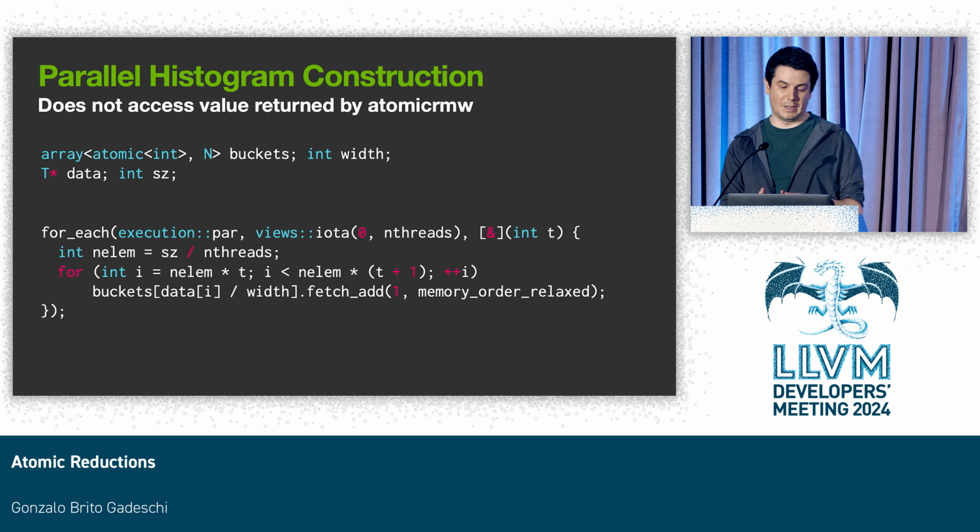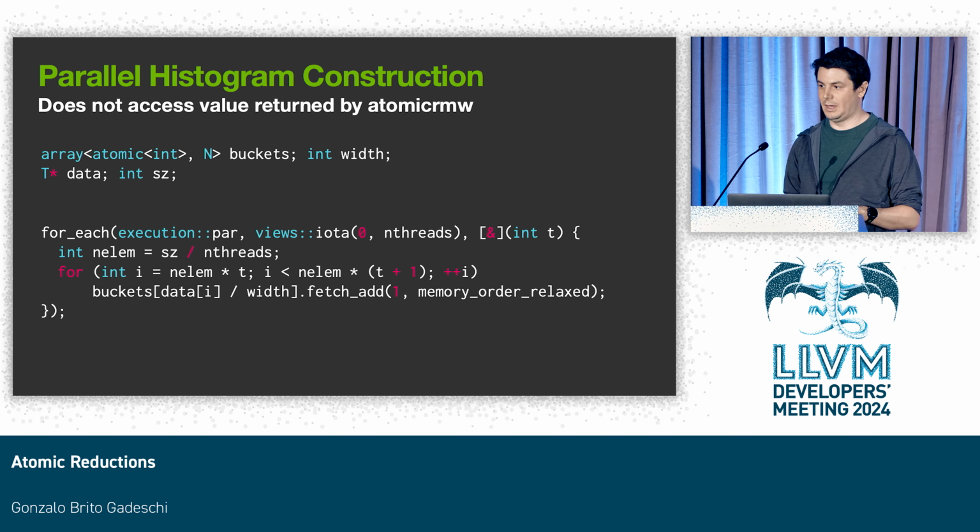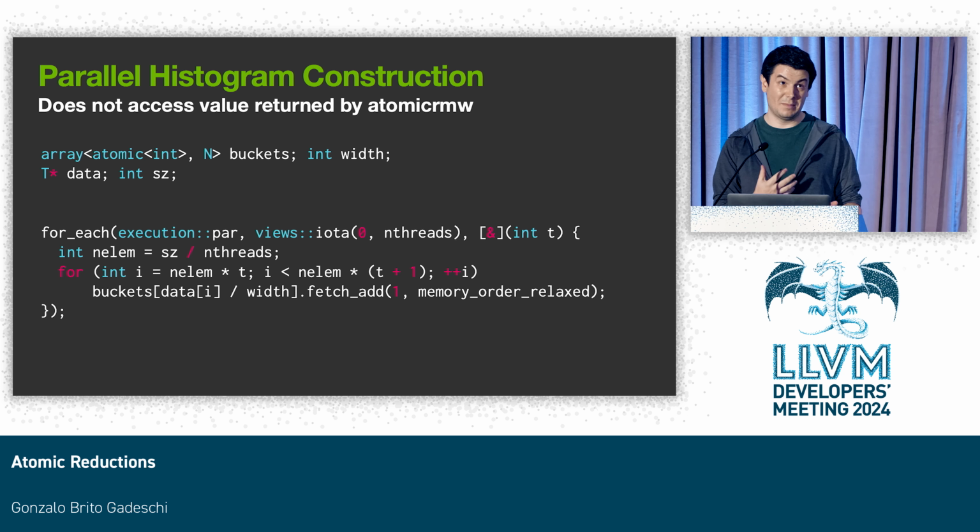In this example, we have a parallel for loop that generates a bunch of threads, and then every thread loops over an array of integers. And then depending on which atomic bucket an integer falls into, it just increments that bucket by 1. And for this algorithm, the value that was in that bucket before the modification is not really needed. And there are many workloads like this.